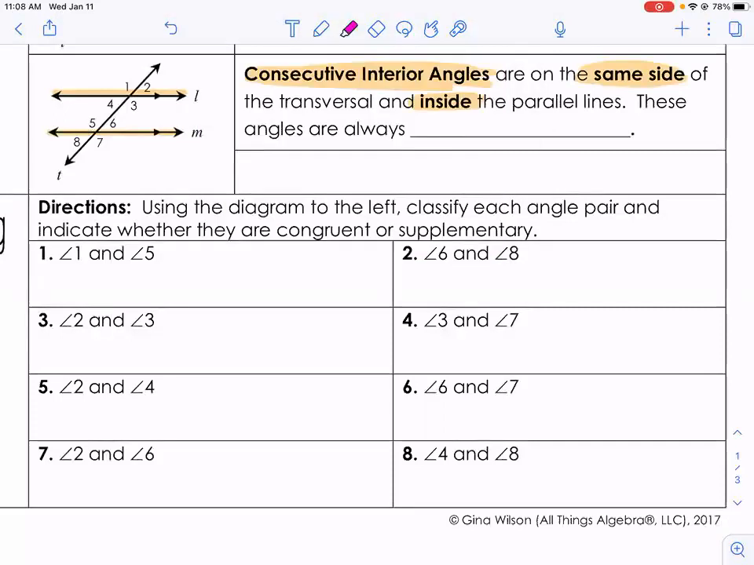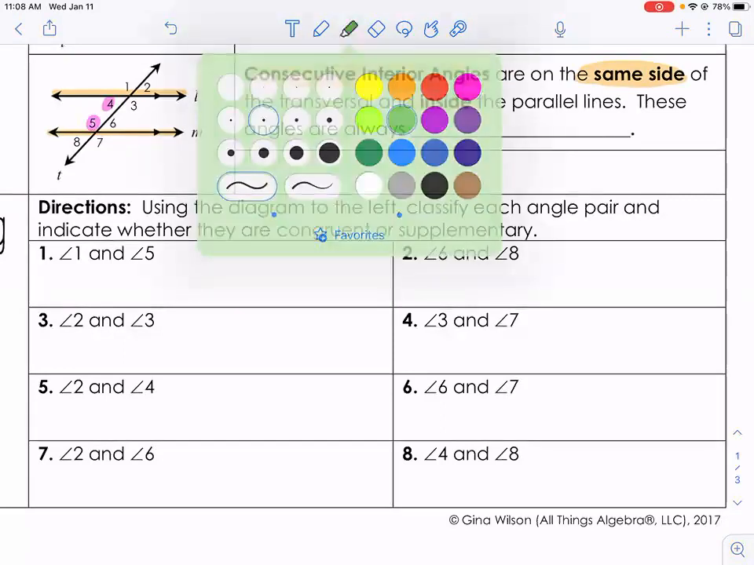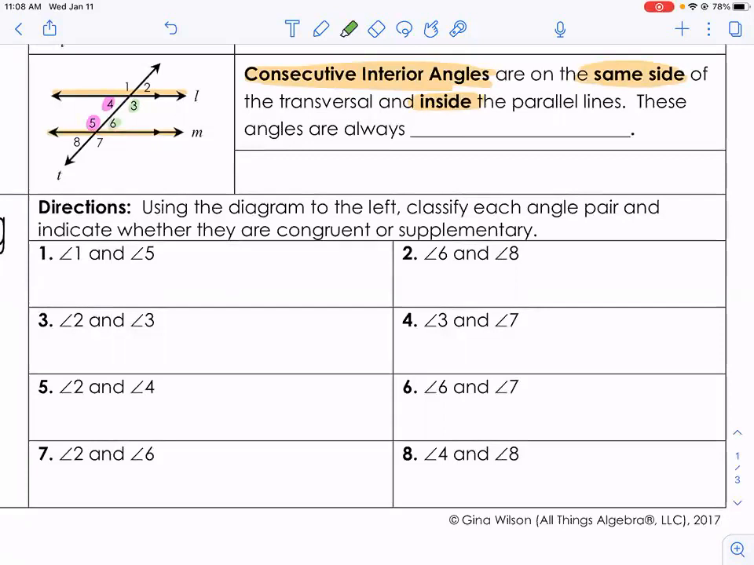Okay, so let's go back to our interior angles. You already told me that 4 is an interior angle. So we said that 6 was alternate. So 5 is our consecutive. They're back to back. Okay, none of these angles are adjacent. But we're only inside. So then 3 and 6 are consecutive interior.